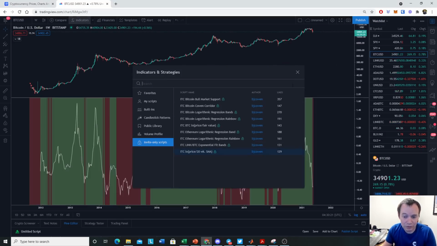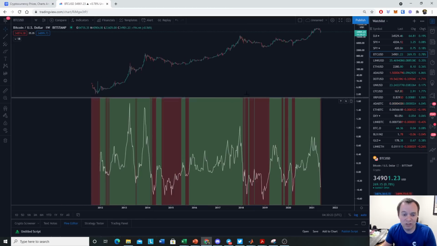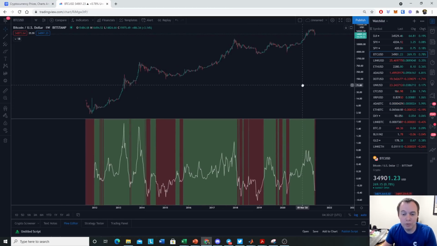And what I use when I typically look at bullish and bearish phases of the cycle is whether we're above either the 20-week SMA or the 21-week EMA. So this right here is color-coded green during times when Bitcoin is above either its 20-week SMA or its 21-week EMA, and then the red lines are when it's below both of them.